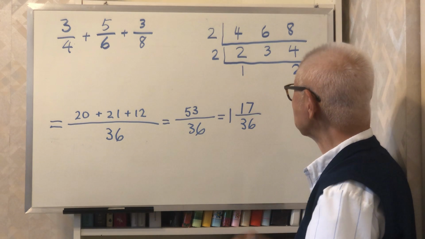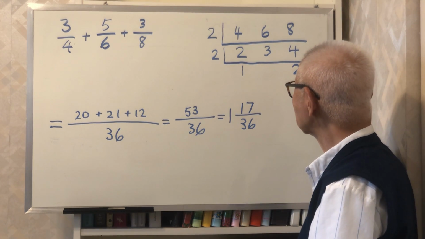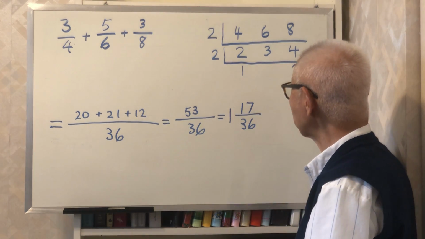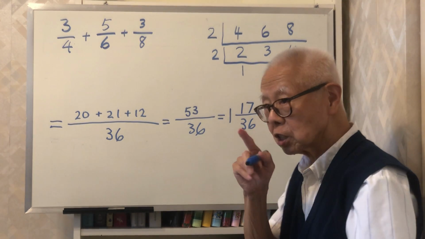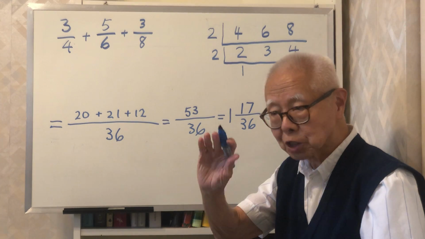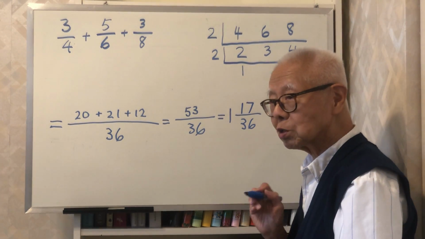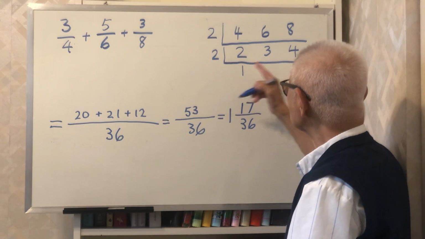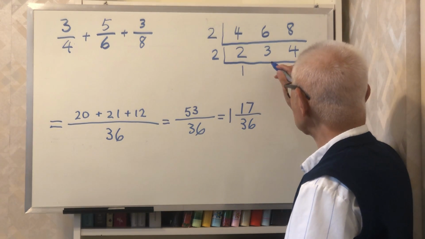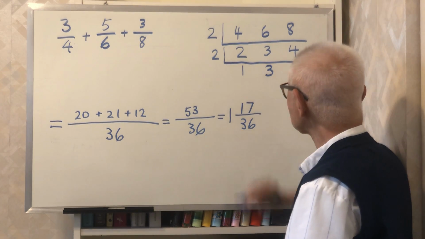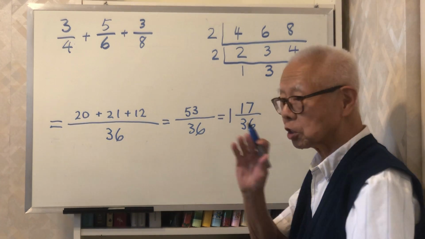How about the 3? You cannot find a number times 2, you get 3, right? You are not doing decimal, no decimals. So in this case, there is a rule that you just don't care about the 3. You repeat this number, 3. Okay, this is how you do it.